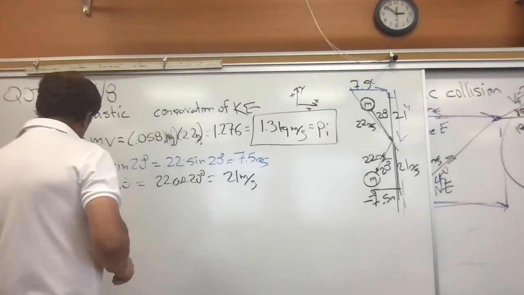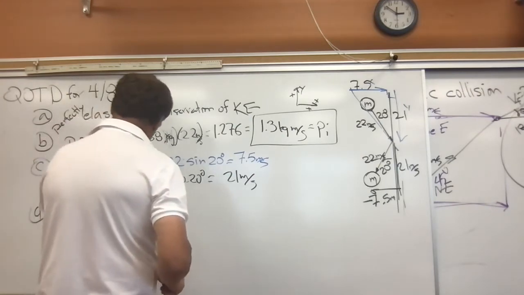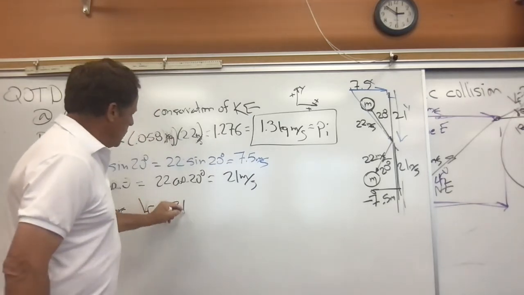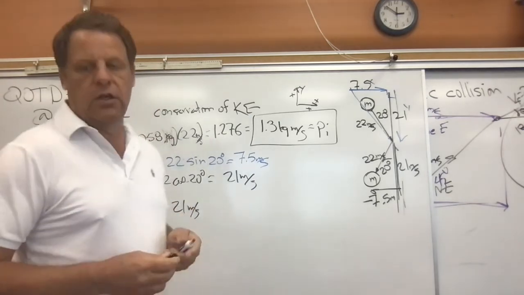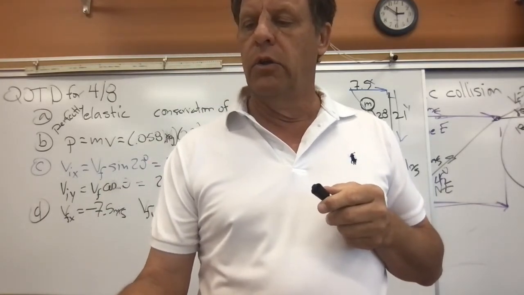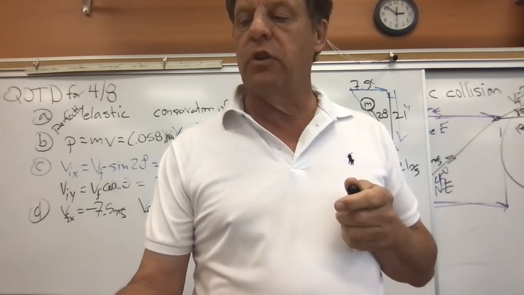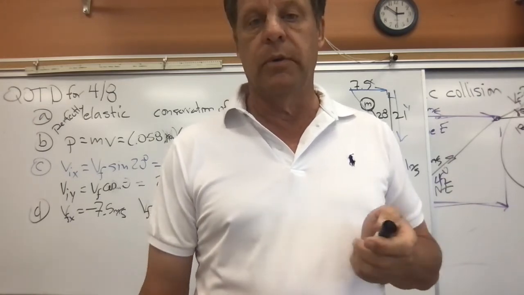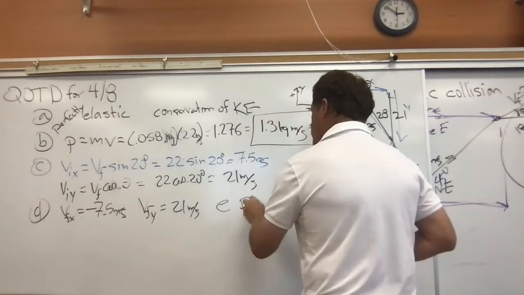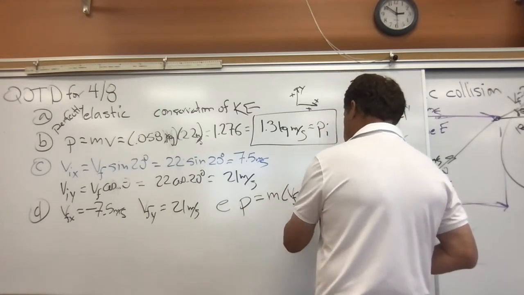V final x is going to be negative 7.5 meters per second, and the final velocity of the y is going to be 21 meters per second. Okay, so E, what is the change in momentum of the tennis ball? Okay, so momentum is going to be equal to mass times V final minus V initial.